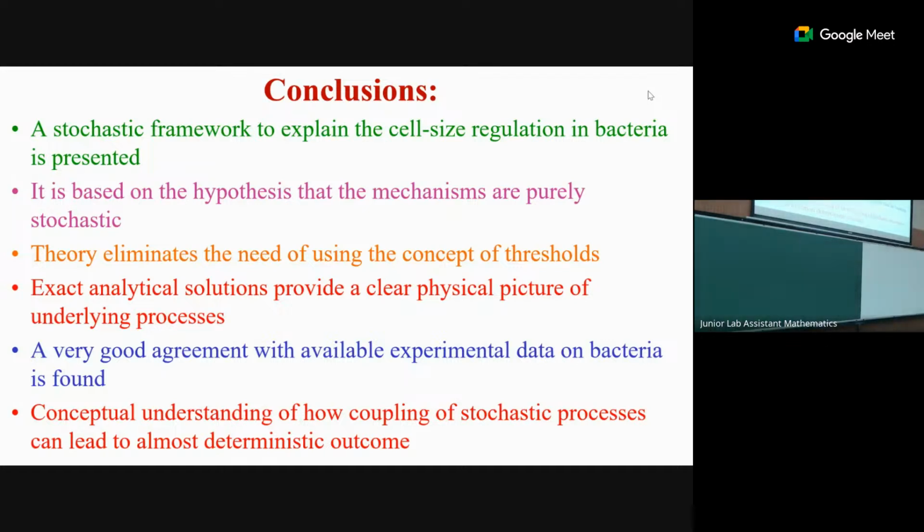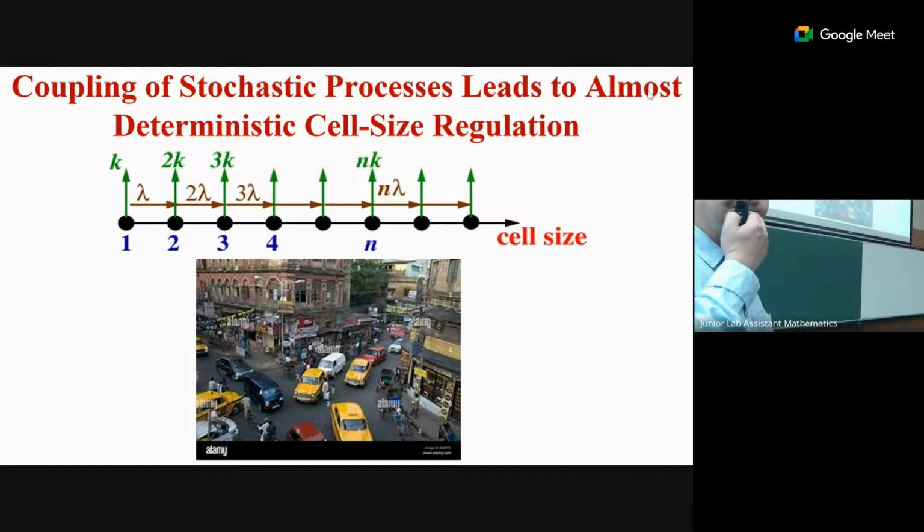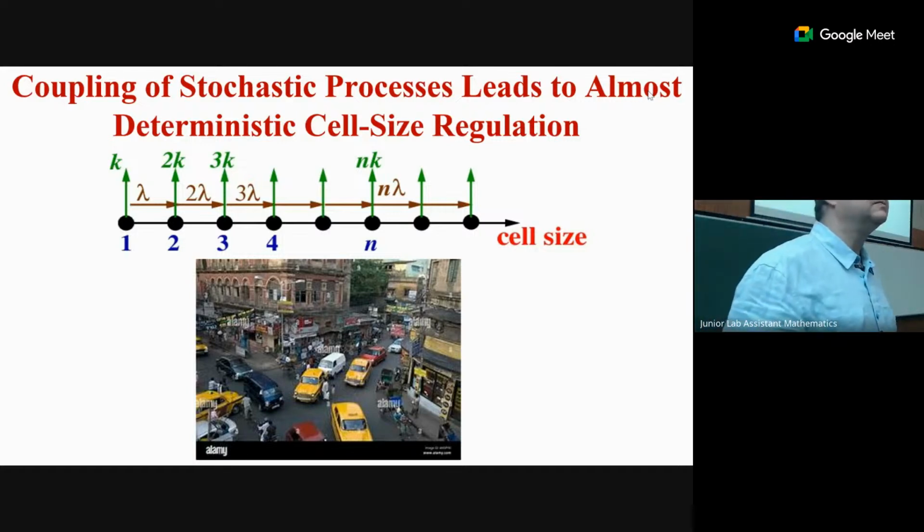Okay, so any questions? Yes, please. Yes, so you said that the idea was that stochastic processes properly coupled can lead to a more or less deterministic outcome. Is the more or less deterministic outcome captured by the spread of values being small?